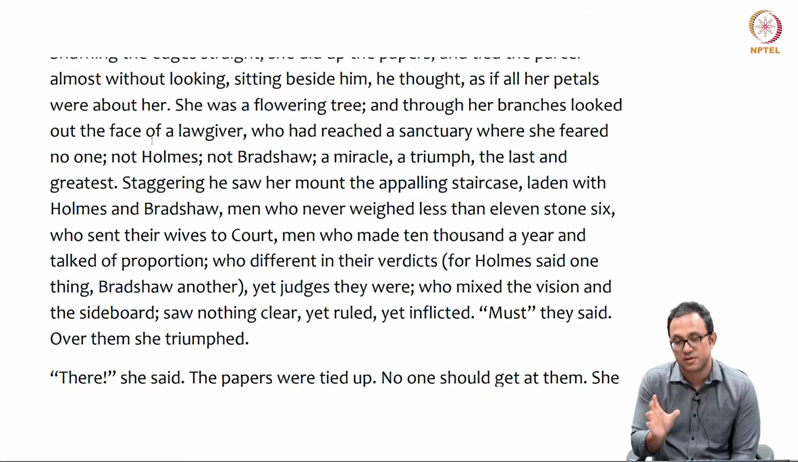"So yet judges they were. They didn't see anything clear. They have no idea, no knowledge of what was really bothering Septimus, and yet they ruled, they inflicted," right? So they inflicted torture on Septimus. "Must," they said, "over them she triumphed." So she wants to beat them, she wants to triumph over them, she wants to take care of Septimus, and she's against Holmes and Bradshaw now.